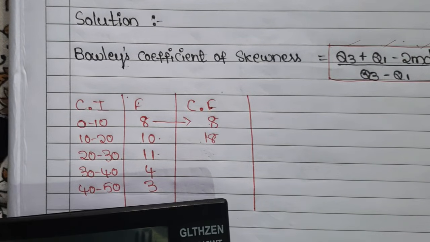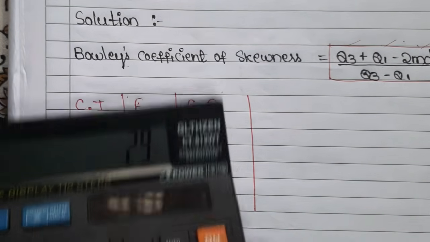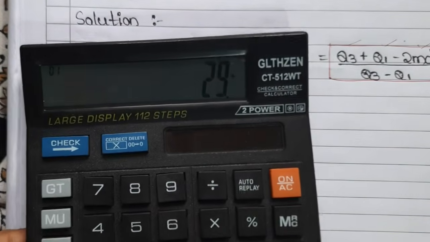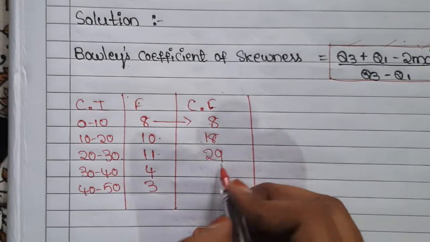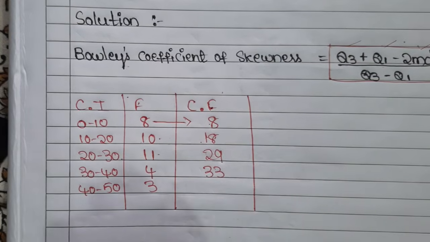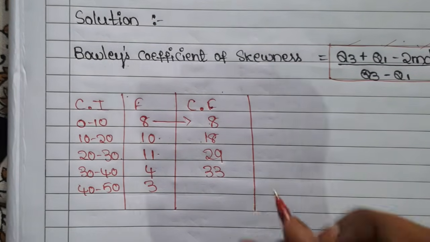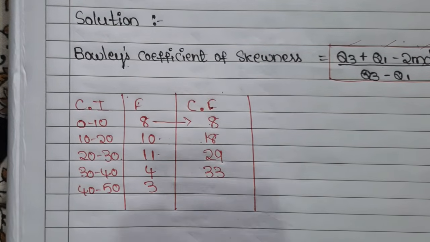18 plus 11 is 29, right? 29. Then 29 plus 4. Don't do the calculations by hand. Even if the calculations are really very simple, use the calculator, because a small mistake in the calculation will lead to a wrong solution.